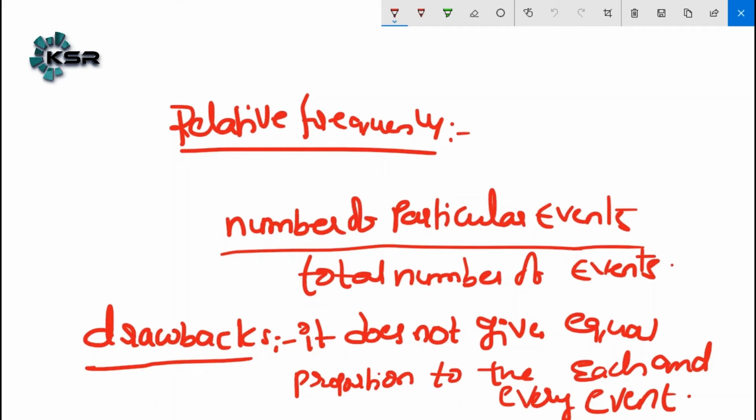To overcome this problem, we are going to use the classic approach. Why did we say it is a drawback? The reason is that here only the particular event, how many times it occurs, is divided by the total number of times. We are not thinking in terms of equal proportion. Per the definition of relative frequency, we focus only on the particular event and are not looking at each and every other event. So that is why it is a drawback of relative frequency. To overcome it, we use the classic approach.